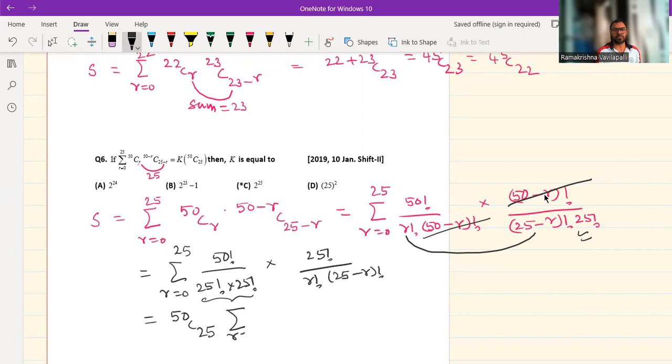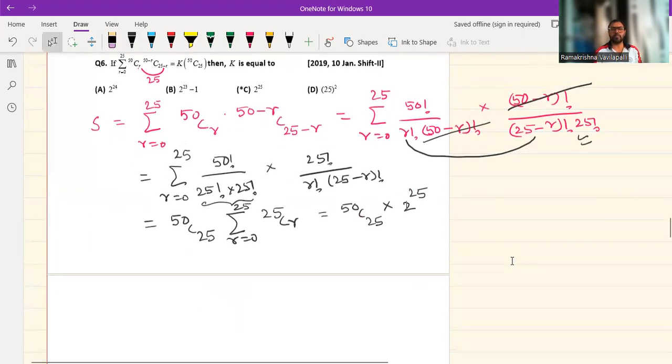Sigma r equal to 0 to 25, this I can write 25Cr. So this is equal to 50C25 into this sum, which is 2 to the power of 25. 2 to the power of 25 means the sum of binomial coefficients is 2 to the power of n. Anyway, I'll explain in the next video.